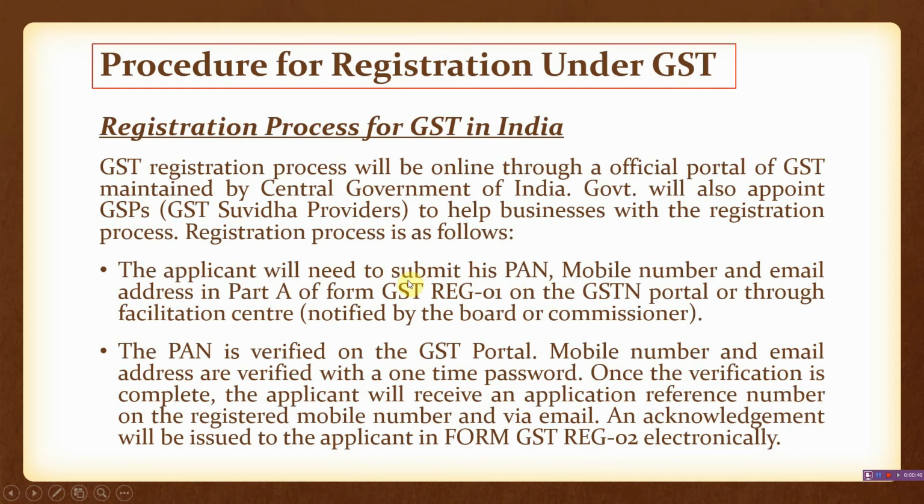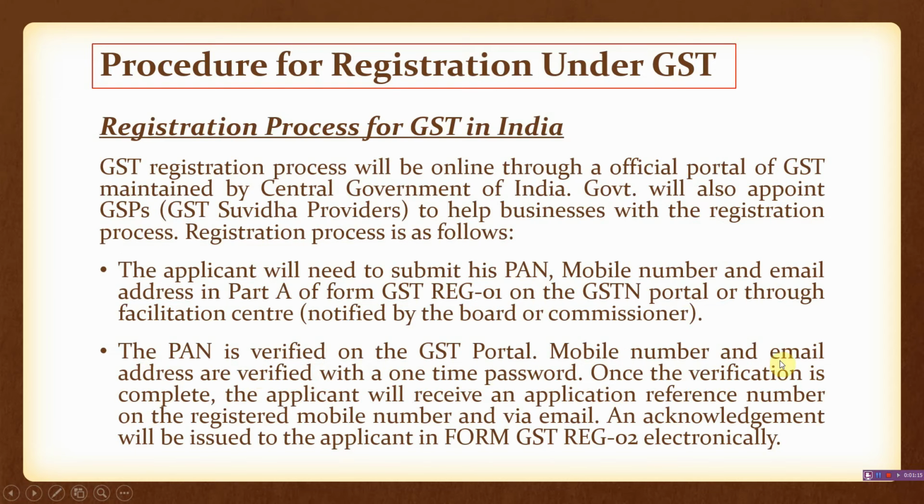The applicant will need to submit his PAN, mobile number and email address in Part A of Form GST Registration 01 on the GSTN portal or through a Facilitation Center notified by the board or commissioner. So you should submit your PAN, mobile number and email address in Part A of Form GST Registration 01. The next is, the PAN is verified on the GST portal.